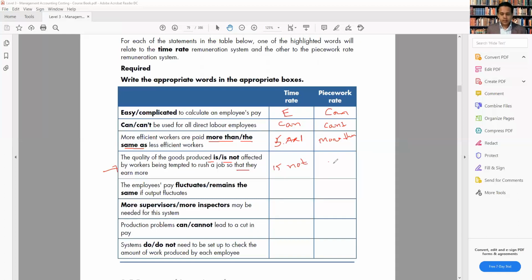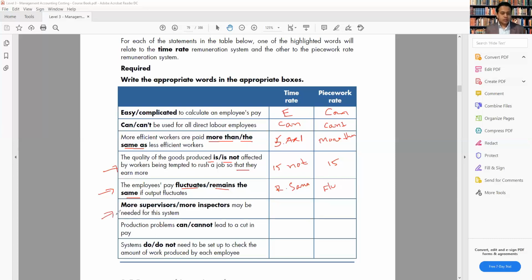The next one we have: the employee pay fluctuates or remains the same if output fluctuates. So if the units produced are more, it fluctuates; if not, it doesn't. For the time rate, it remains the same. It doesn't matter how many units you make, your hourly rate will be the same. But for piecework, it will fluctuate. If you can make more units, you get more.